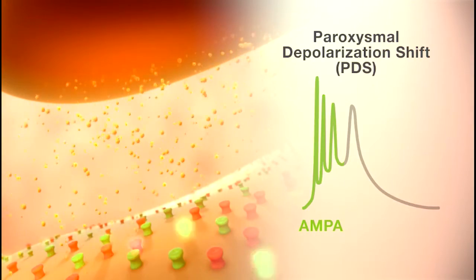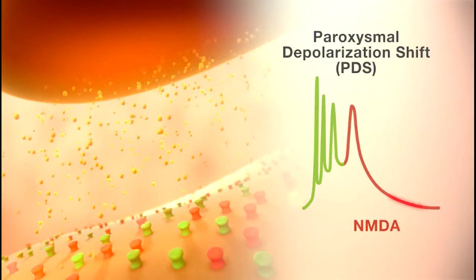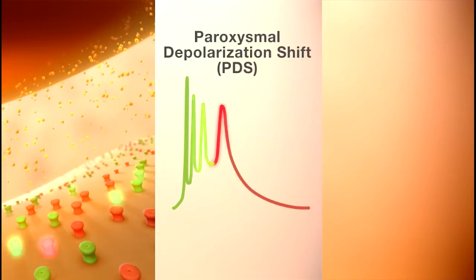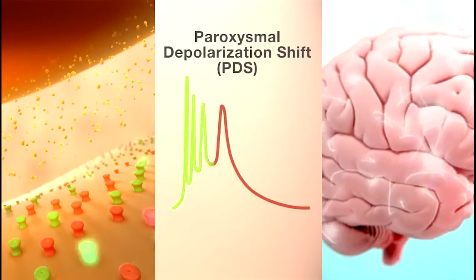AMPA receptor activation initially triggers the PDS, while NMDA receptor stimulation maintains this signal. The binding of excessive glutamate to AMPA receptors triggers the PDS, an important marker for seizure activity in the brain.